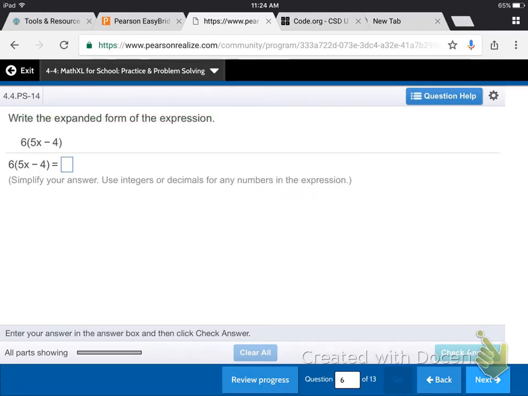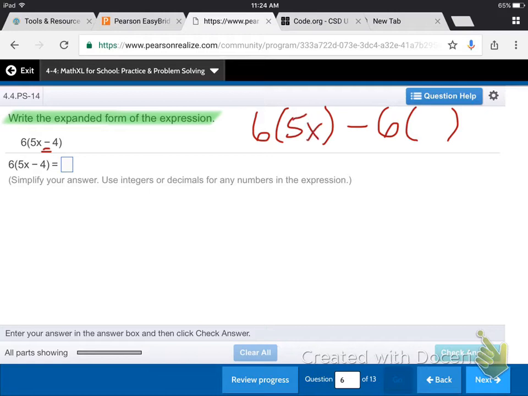I know you guys are getting the hang of this now. So we're going to write the expanded form of the expression just like we have been doing, and that means 6 times the first term minus, see where I'm getting that minus sign from right there? 6 times something minus 6 times the second term. Now what goes inside these parentheses? Pause the video and think to yourself for a moment. You got it. It is 5x here and 4 there. So 6 times 5x is 30x, and 6 times 4 is 24.